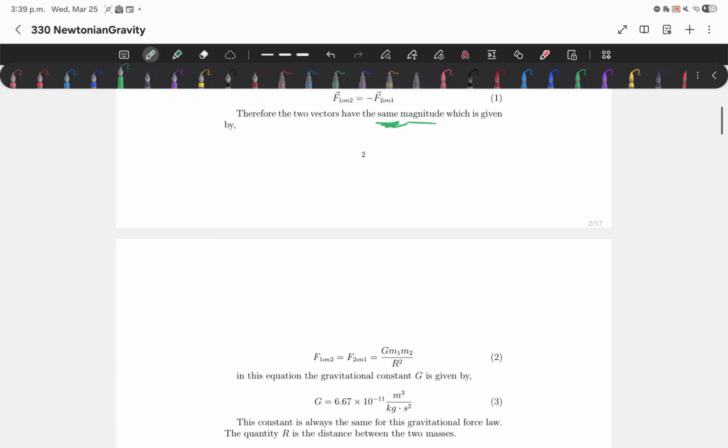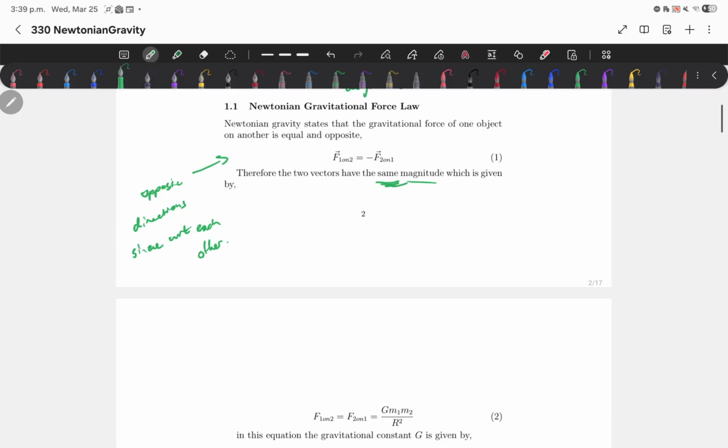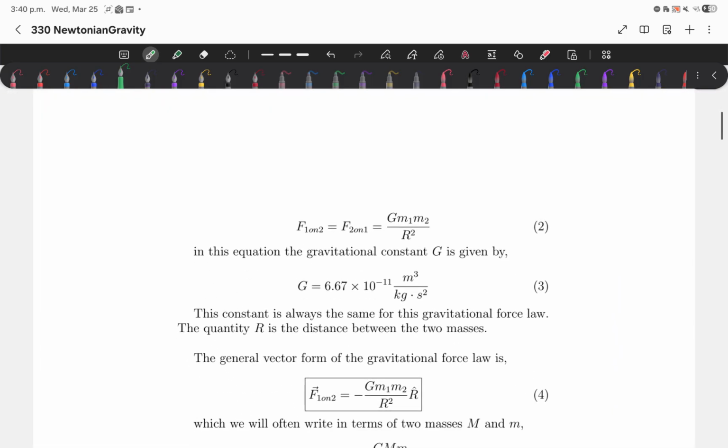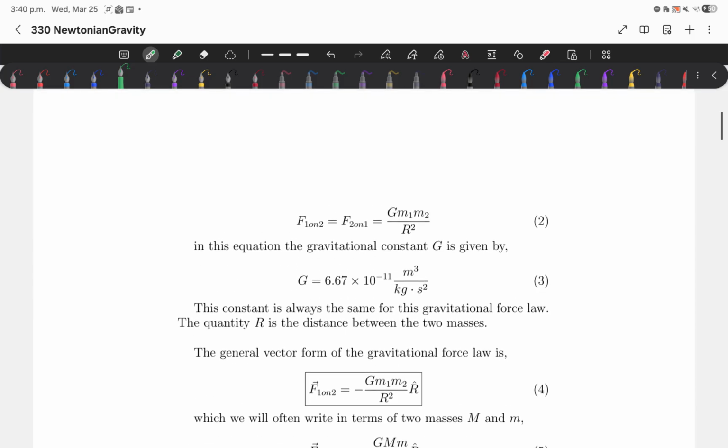Now, vector-wise, these vectors are equal magnitude but opposite direction. So this one has a vector going this way due to this one's gravitational field. This one will have a force vector going this way due to this one's gravitational field. And that's how the attraction happens, is the force vectors point towards one another because they're equal and opposite. And this G here, this is kind of like the constant k we had for electrostatics. It's known as the gravitational constant, 6.67 times 10 to the negative 11 meters cubed per kilogram times second squared.